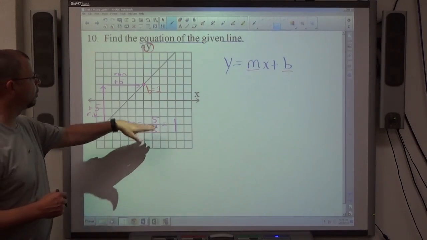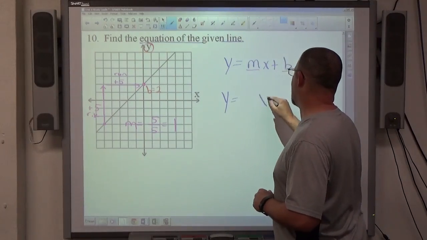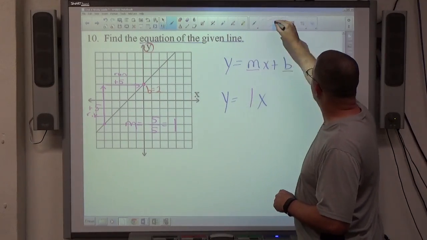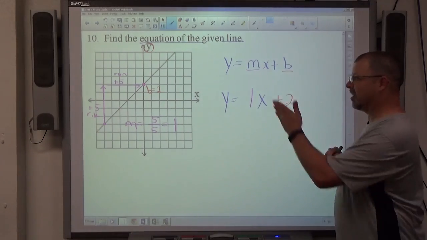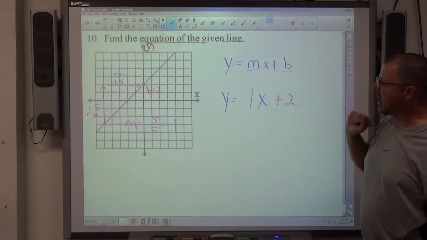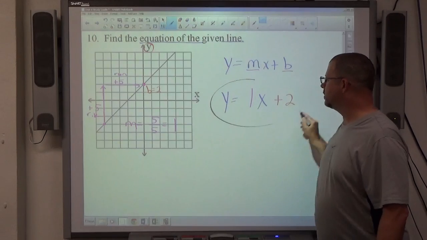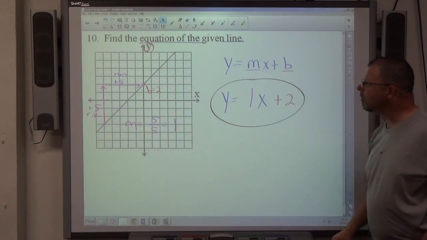So the slope is positive 1, the y-intercept is positive 2. My answer is y equals x. Slope goes here, y-intercept goes there. It's positive 2, so plus 2. If it were negative 2, I'd put minus 2. So whatever sign the y-intercept is goes in between the x and the number. And that's how you do it.